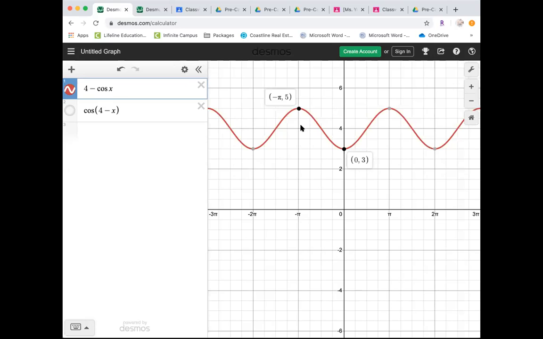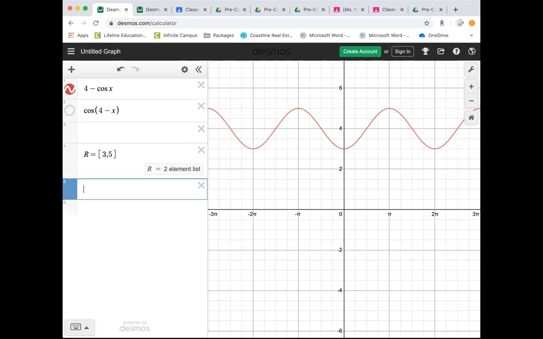That means we are going to go 1 up and 1 down. So your amplitude is going to be 1. Let me write it down here. Okay, so the range is 3 to 5 and the amplitude is 1.